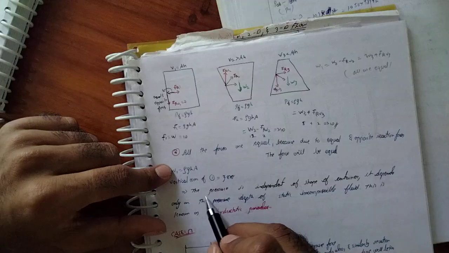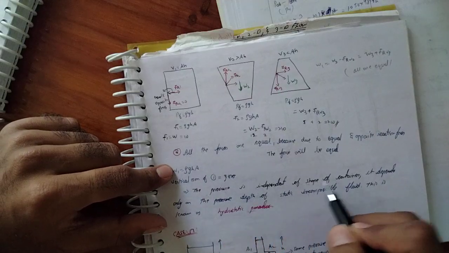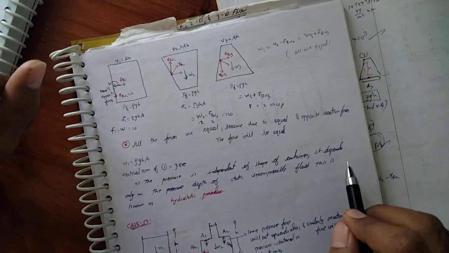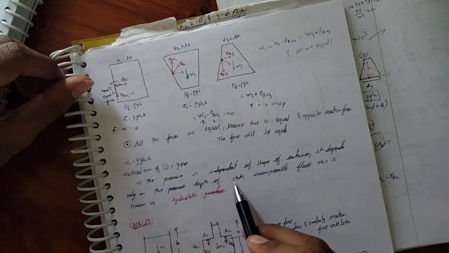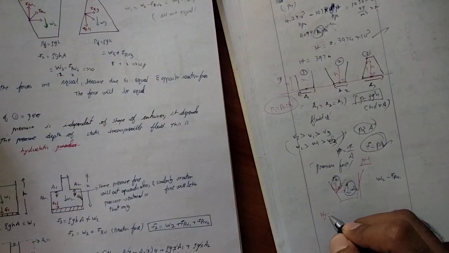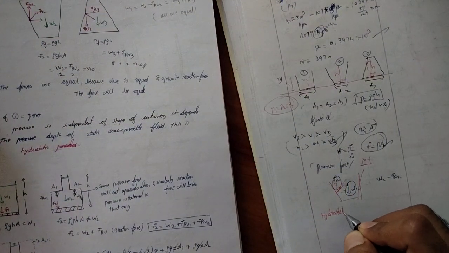Okay, the next thing is the pressure is independent of the shape of the container. Okay, shape, not the height of the container. The pressure is independent of the shape of the container, but it depends on the depth of the static incompressible fluid. This is called the hydrostatic paradox.